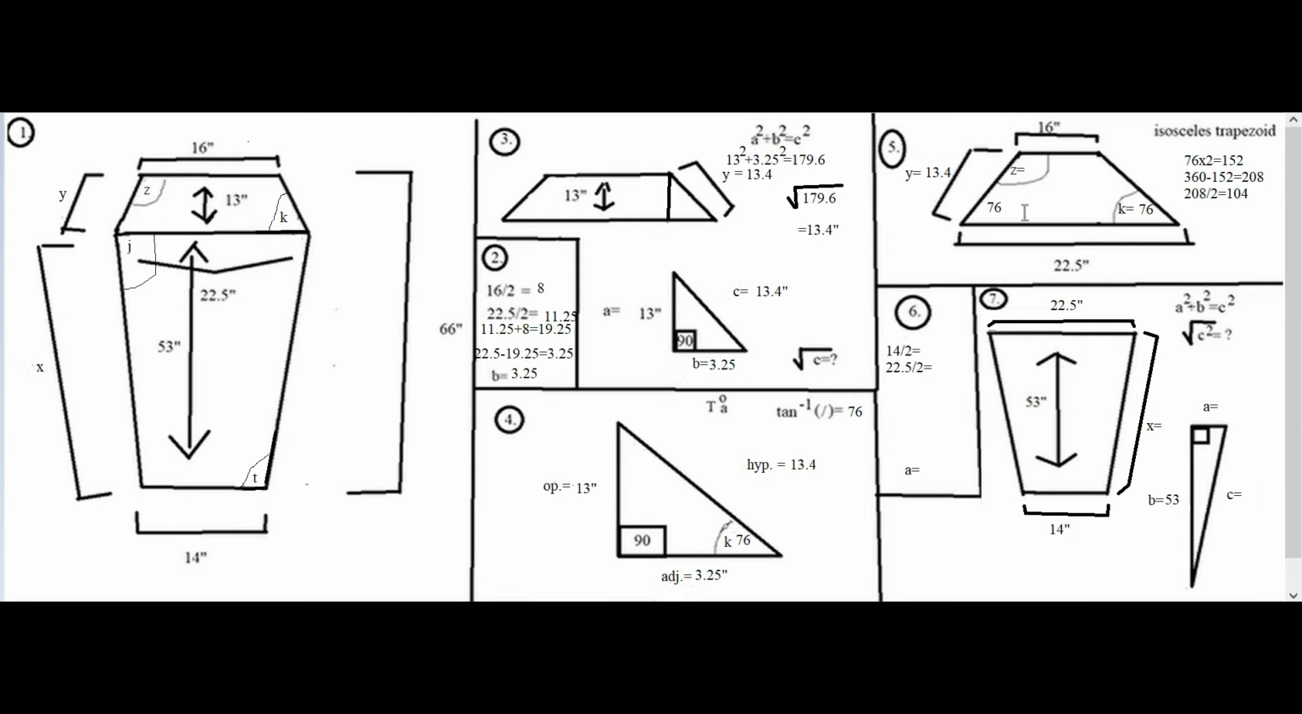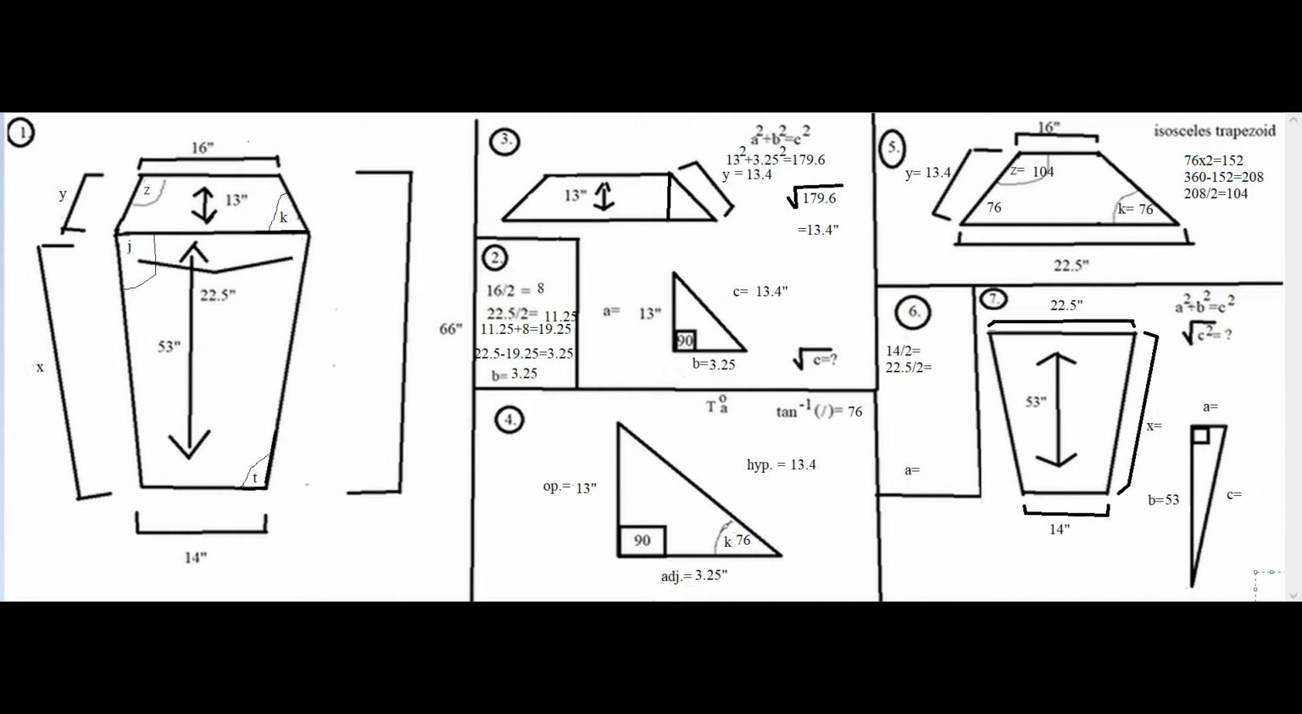So now that you know that, what you're going to go ahead and do is go 76 times 2, which equals 152. And once you get that, you're going to go 360 minus 152 will get you 208. So these two angles added up should be 208, because this is an isosceles trapezoid. So that means this angle has to match this angle, and this angle has to match this angle. And we're going to go ahead and go 208, divide that by 2, and you should get 104.